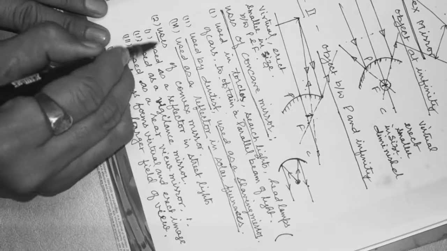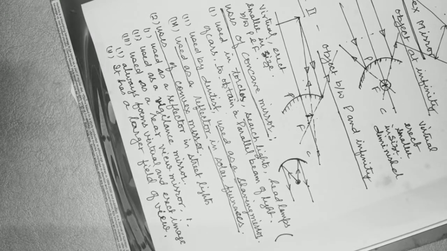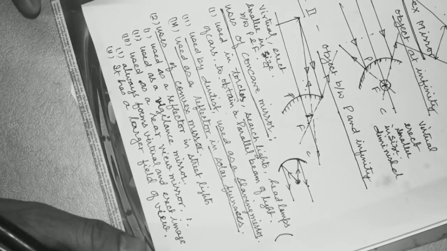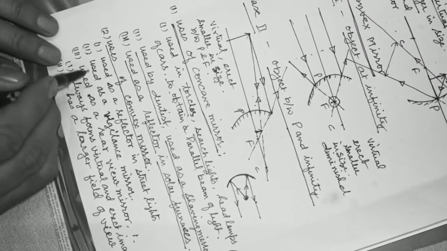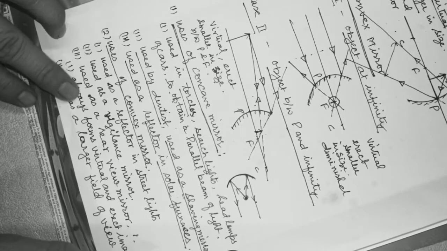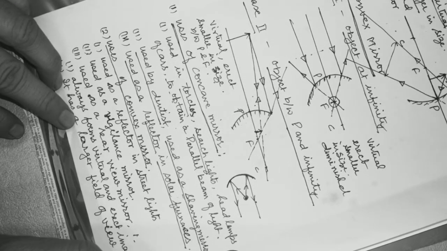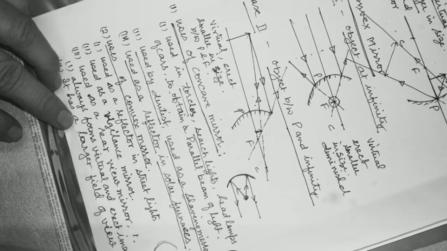Now, usage of convex mirror. Convex mirror is used as a reflector in street lights to spread the light on the road. And second, it is used as a vigilance mirror. Vigilance mirror means in hotels or in parks or in malls, or in metros, you must have seen these mirrors fitted to look around, because inside this mirror we can get a view of a large area around that place.